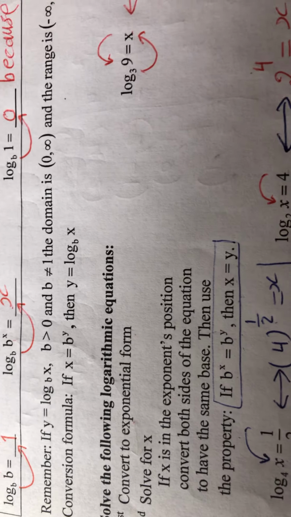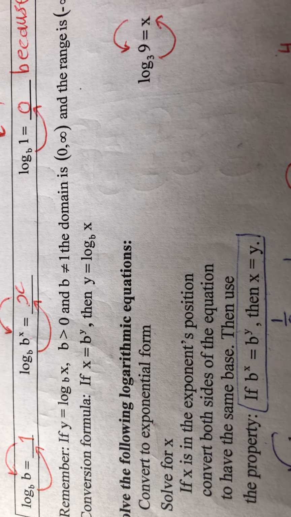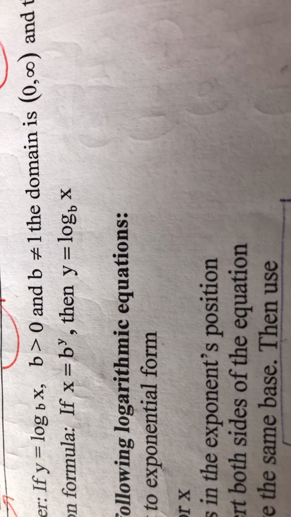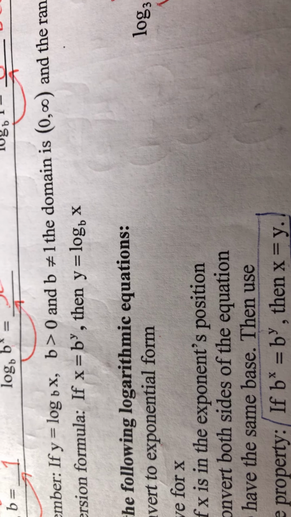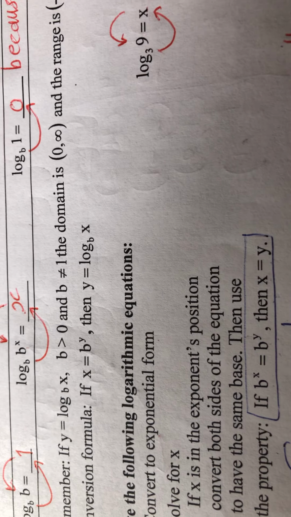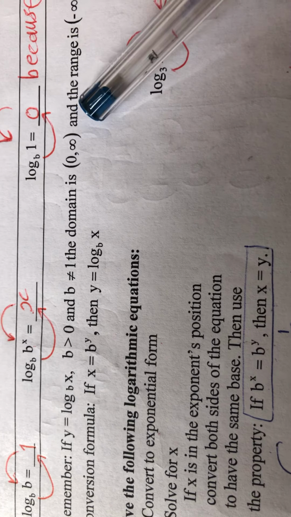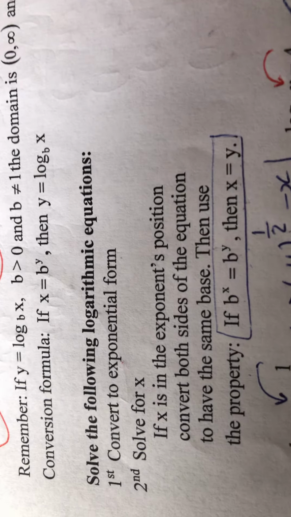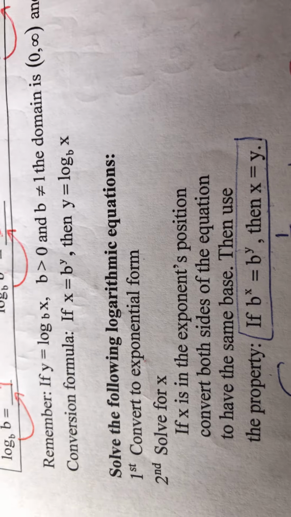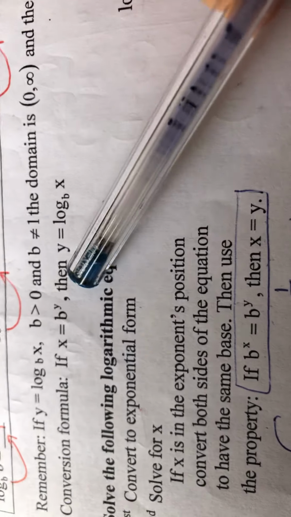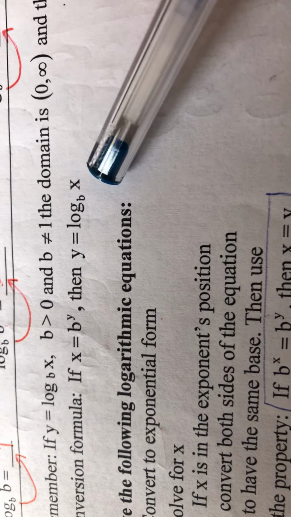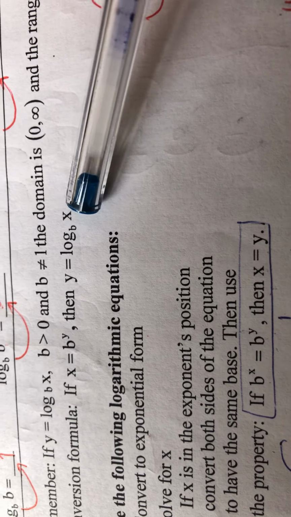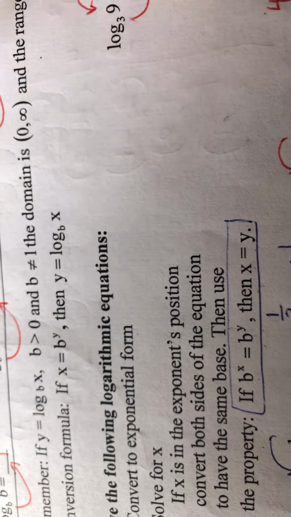So here we have, remember, if y equals log with base b of x, b greater than 1, the domain of the logarithmic function is 0 to infinity, and the range is minus infinity to infinity. Conversion formula: if x equals b to the power y, then y equals log with base b of x. So now these two are equivalent. The logarithmic function is equivalent to this exponential.